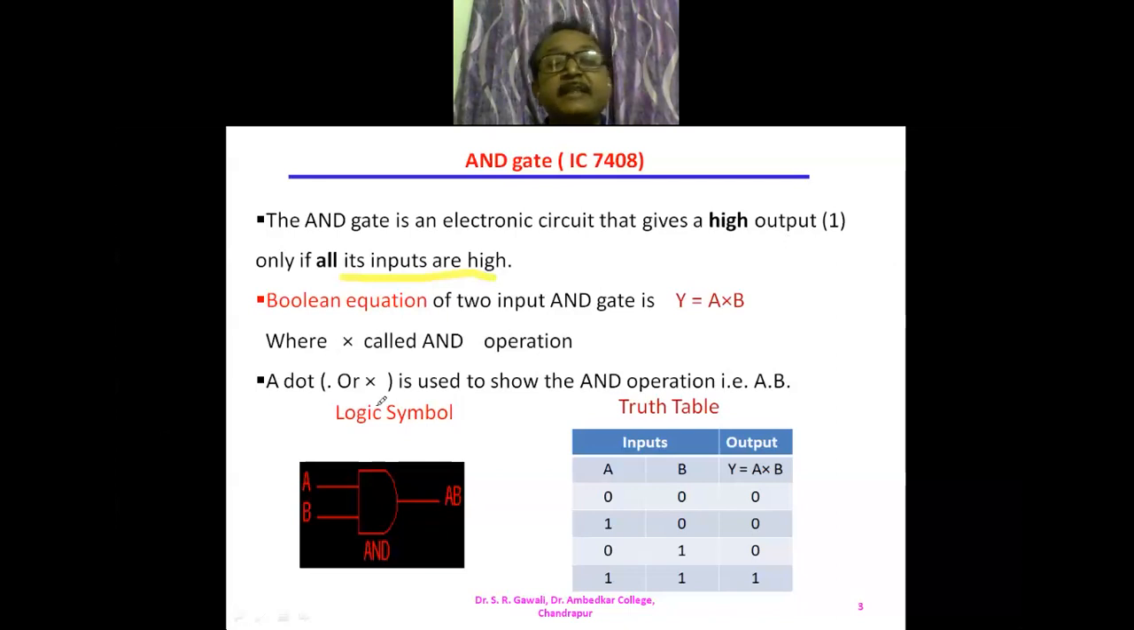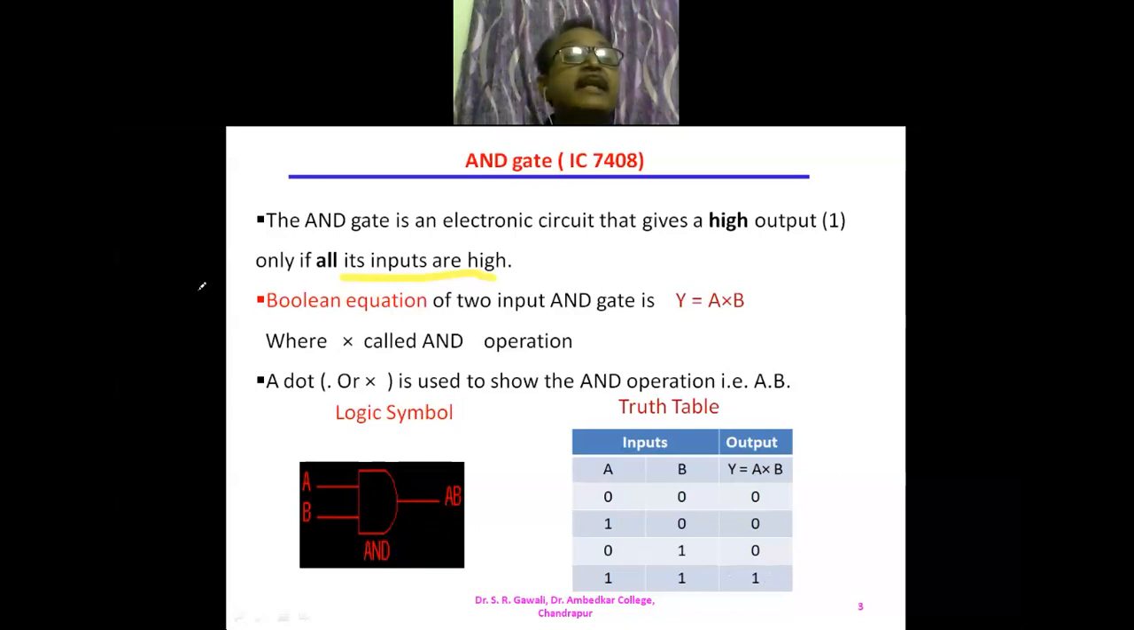You can see this from the truth table. If it is a two input AND gate, A and B are the inputs, and the output is Y, where Y is nothing but AB. So when both inputs are 1, then the output is 1, otherwise the output of the AND gate will be 0. So this is about the AND gate. When both or all inputs are 1, then the output is 1, otherwise 0.